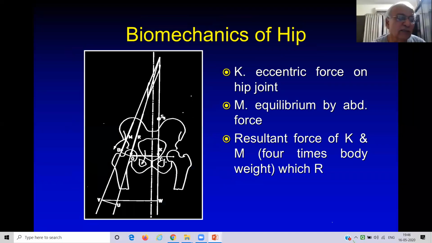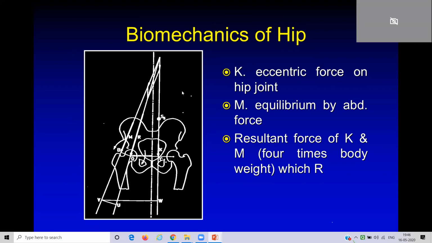I need to see where is the... we don't have... Okay, my pointer is there. Okay, are you able to see the pointer? Yes, sir. Okay.